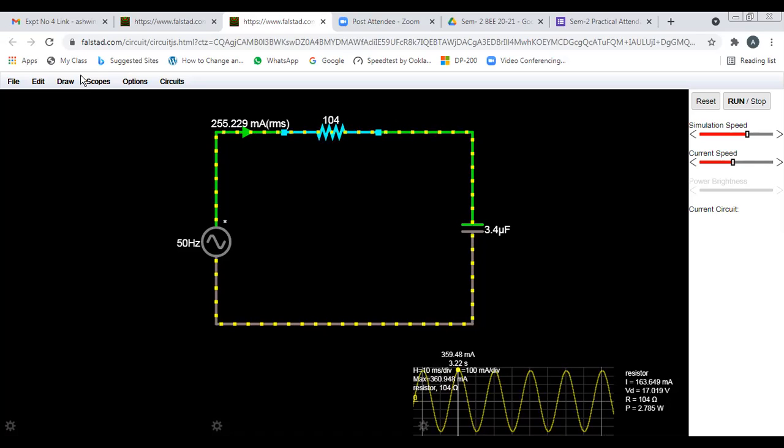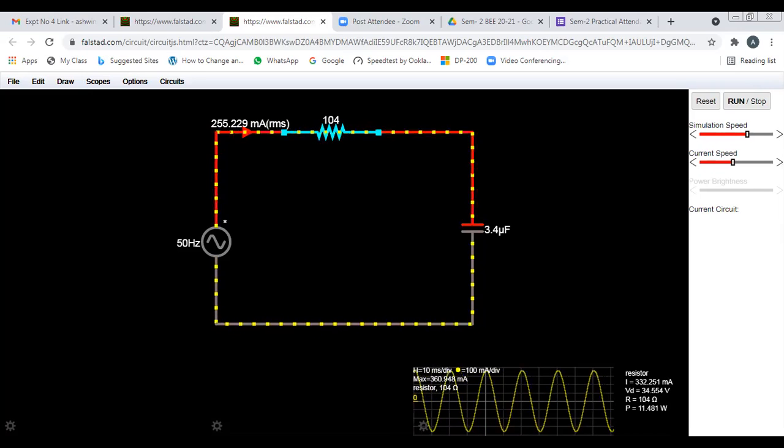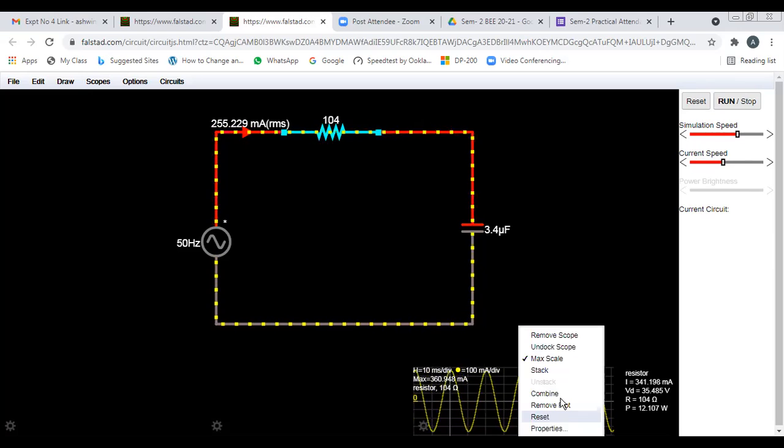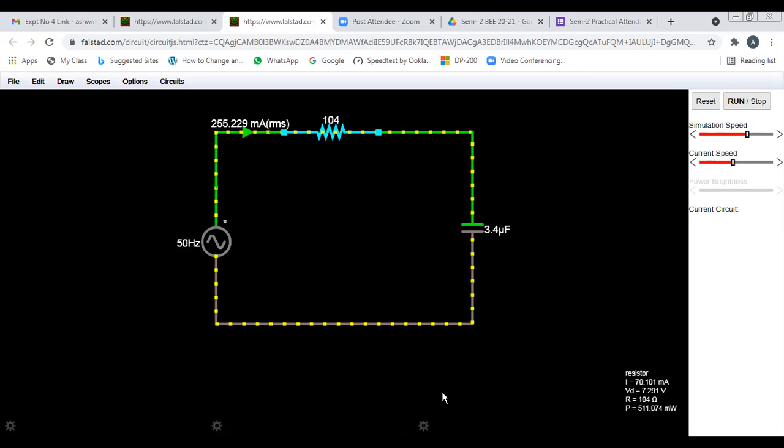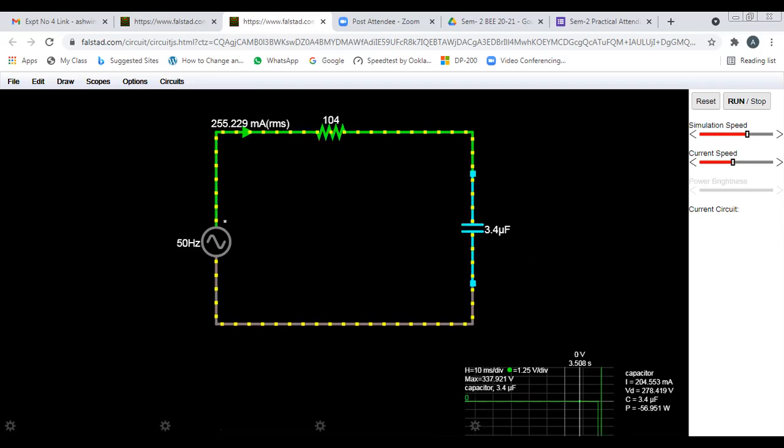Now what do we want? Yes, which parameter is left? VC, the voltage drop across the capacitor. So this one graph I will delete. Right click on the graph, click remove plot. Now the plot will disappear. Then right click on the voltage across capacitor. So what is the second option? Yes, view in new scope. Click on that. So you can see here the voltage across the capacitor.